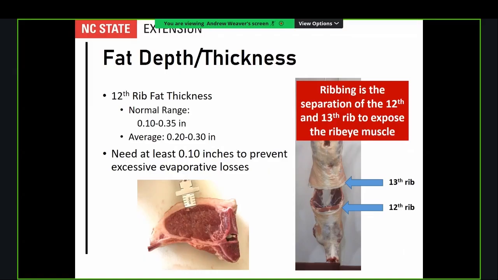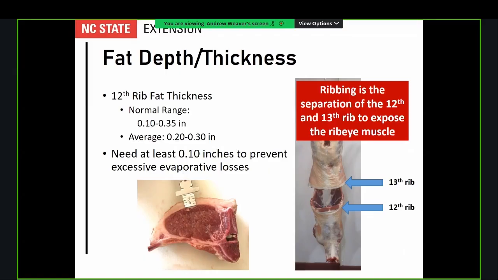And when we do carcass ultrasounds on live animals, we're also doing that ultrasound at that same location. You can palpate and feel where that 13th rib is, where that last rib is, and you go one rib forward, in between the last rib and the second to last rib, and that's where you're going to take your carcass ultrasound measurement. So you're measuring in the same location on the live animal as you measure on the carcass.